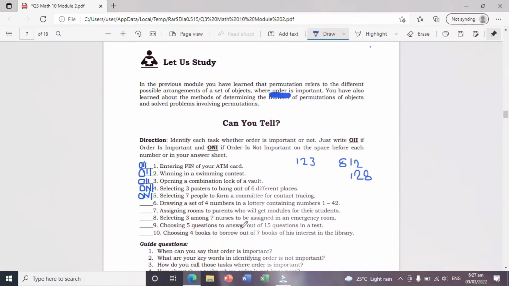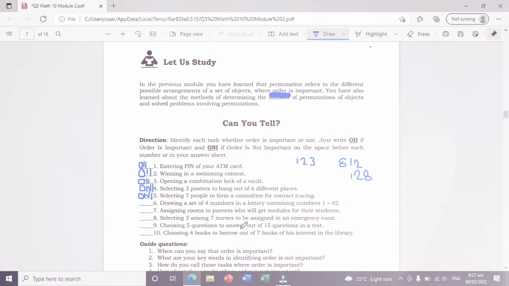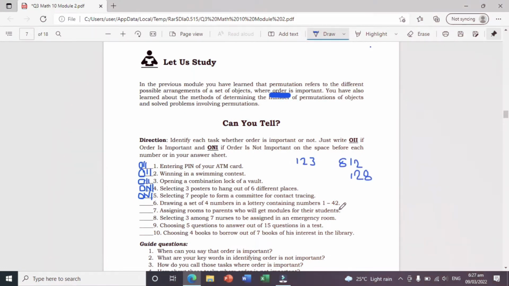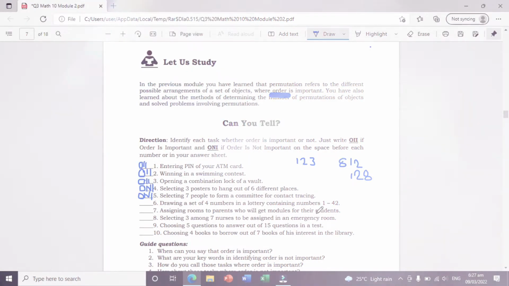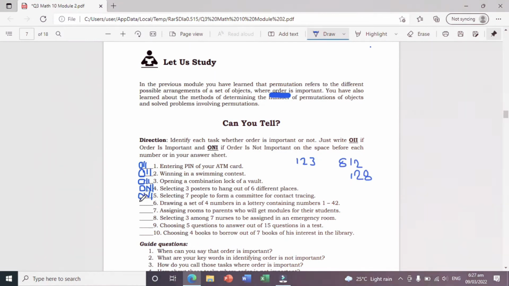Number 6. Drawing a set of 4 numbers in a lottery containing numbers 1 to 42. Is order important? Kumuha ka lang naman ng 4 na numbers. So, in any order yan. So, ONI pa rin.